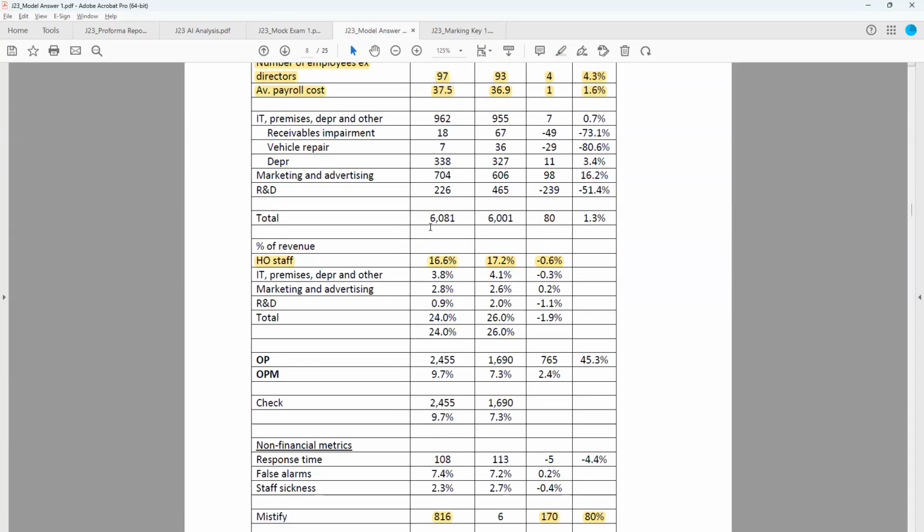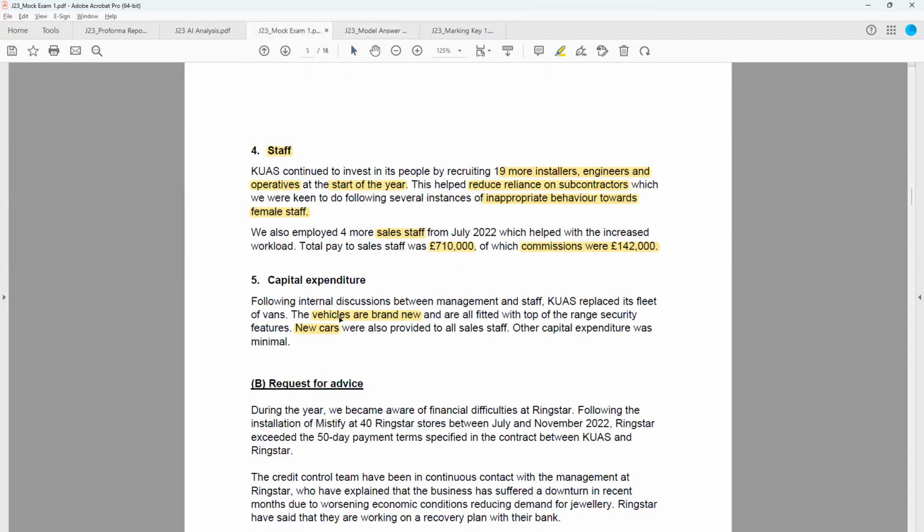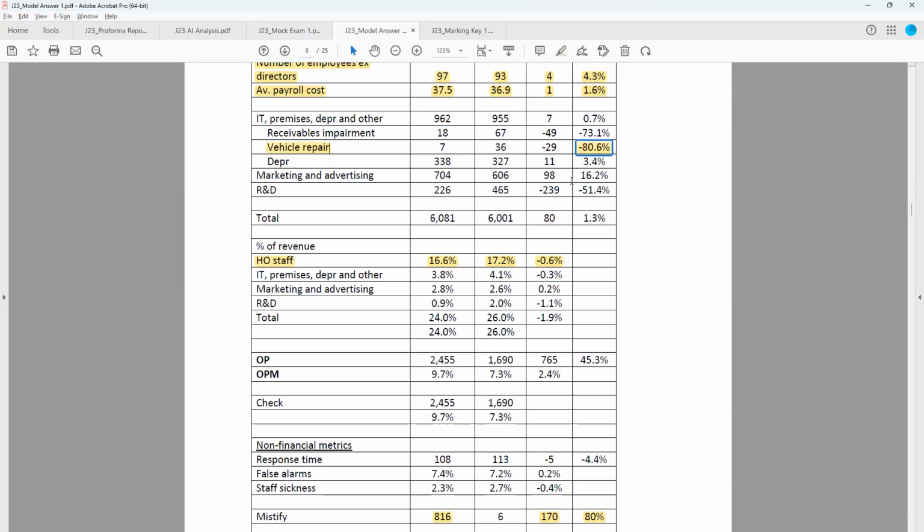And then the others, there have been some quite big changes. So vehicle repair costs are down significantly. So I want to comment on that. Even though it's not a big number, there's been a big change and we've got a reason from the exam paper because they've obviously got the new fleet of vehicles.